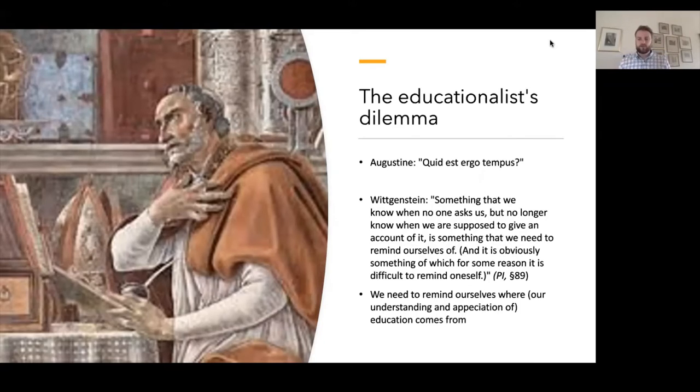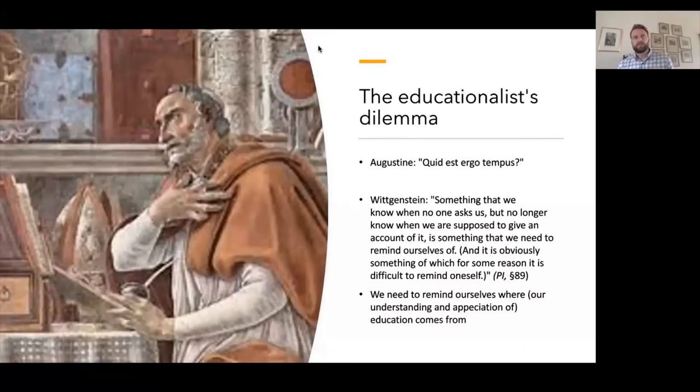And there is this conundrum in feeling perfectly happy with a concept as you go about your daily lives or ordinary intercourse, as Wittgenstein sometimes puts it. But as soon as someone asks you to articulate it as an abstract idea, it becomes altogether more problematic. The confusion that arises here, Wittgenstein says, is that the concept becomes something that we know when no one asks us, but no longer know when we are supposed to give an account of it. And it is something that we need to remind ourselves of.